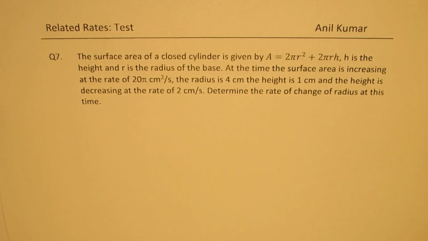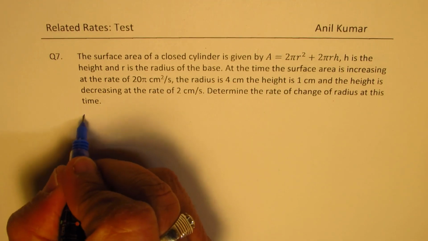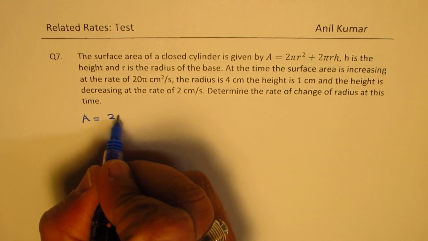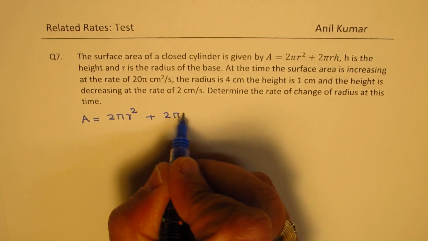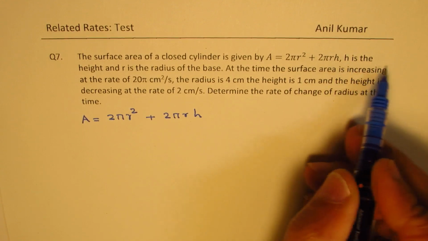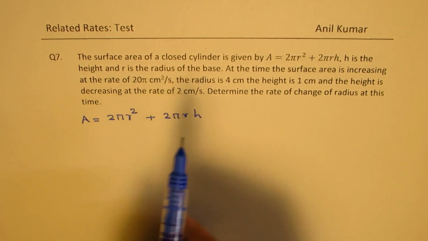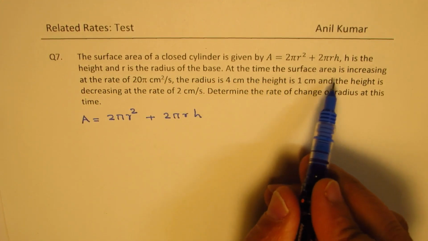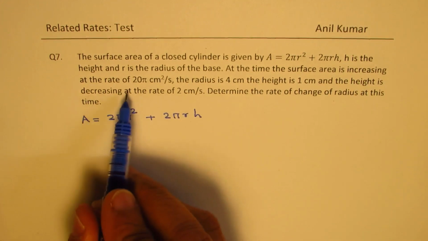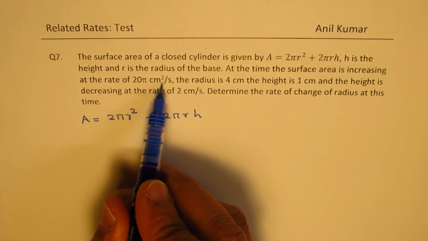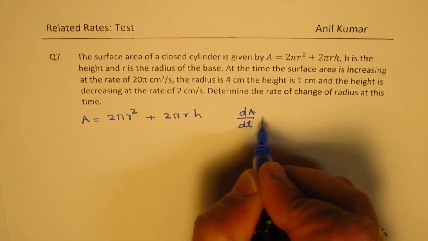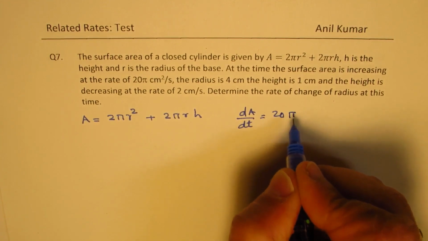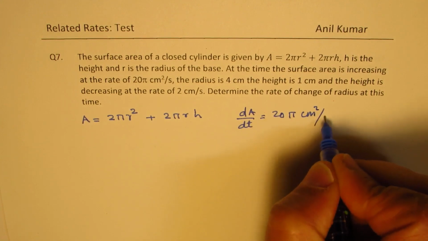The surface area of a closed cylinder is given by A equals 2 pi r squared plus 2 pi r h, where h is the height and r is the radius of the base. At the time that the surface area is increasing at the rate of 20 pi centimeter squared per second, so dA/dt is 20 pi centimeter squared per second.